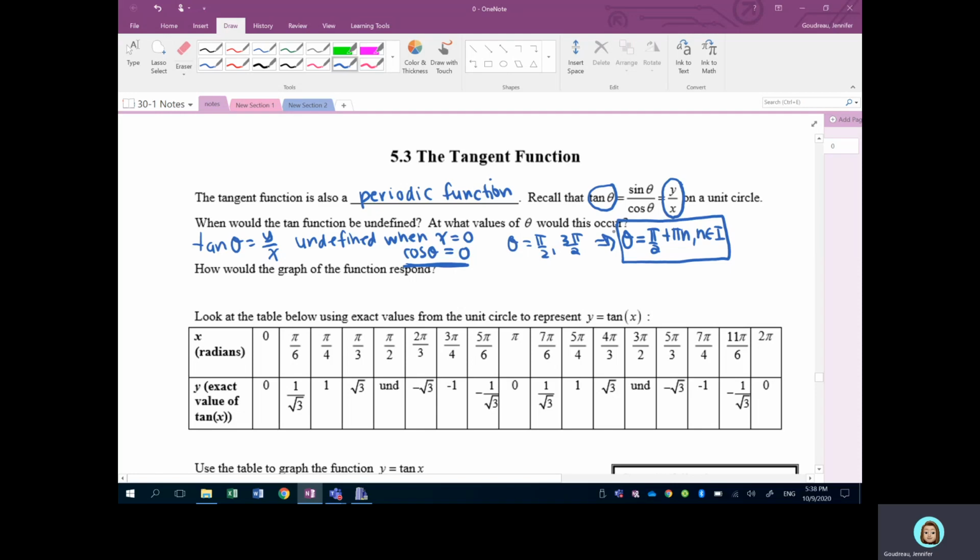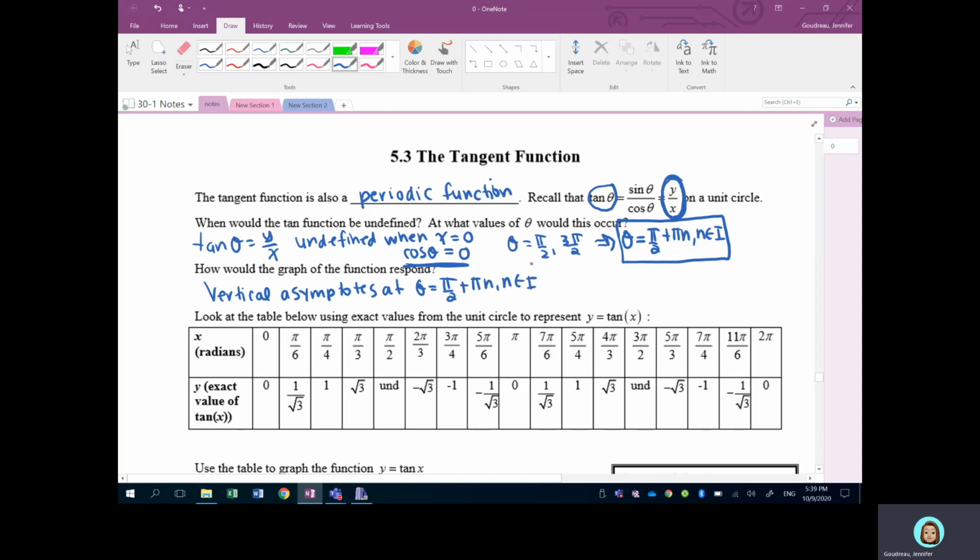That means the x-intercepts. So these points are really important when it comes to tangent because this is where tangent is undefined. We also said that this looks like it's rational. So you'll remember from chapter 9 when we talked about rational functions and the points where rational functions are undefined, we ended up having a vertical asymptote. The same thing happens here. So how would the graph of the function respond? We are going to have vertical asymptotes at those places. So vertical asymptotes at theta equals pi over 2 plus pi n, where n is any integer.